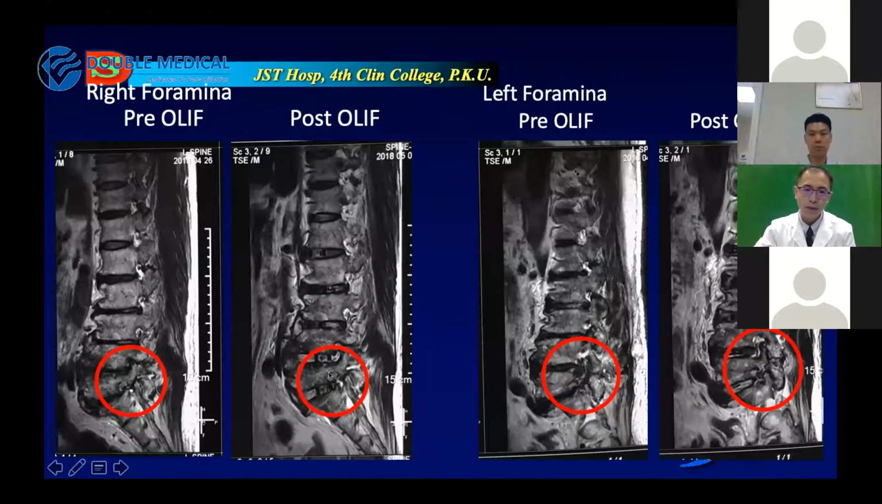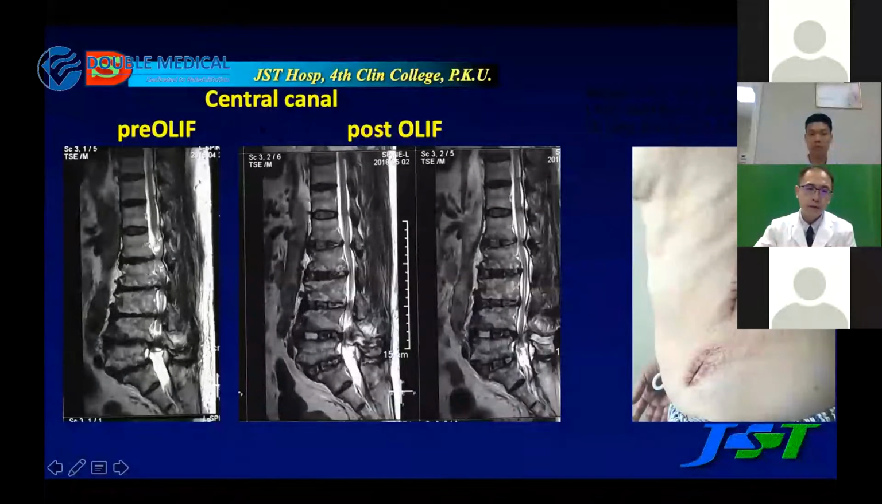There's no stenosis anymore here on the right side. Also on the left side, there is no foraminal stenosis. As for the central canal, before OLIF we can see several stenoses at all the levels. But after OLIF, we can see only a mild stenosis residue at L4-5.